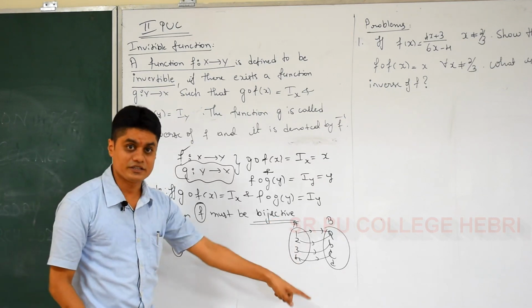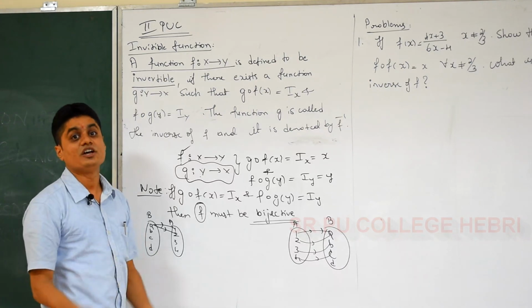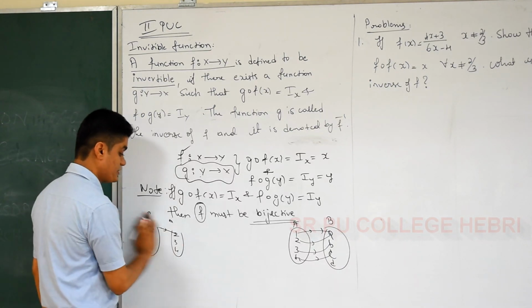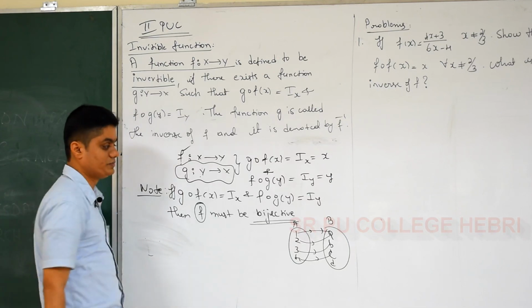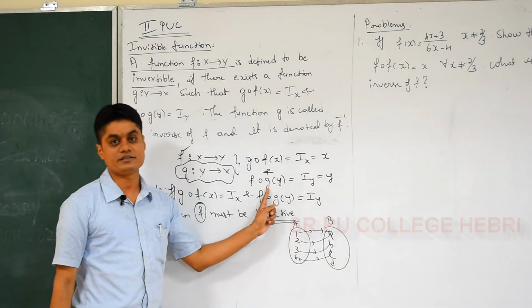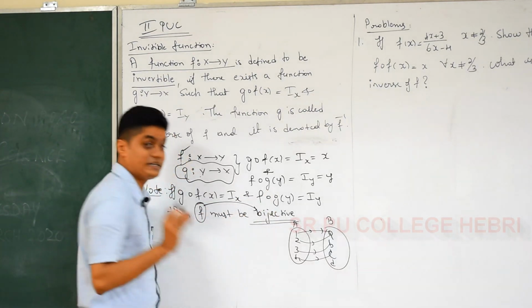So if it is not bijective, when you interchange codomain and domain, you may get a relation which is not a function. If it is not a function, can it be an invertible function or inverse of something? Definitely not possible. So if these two conditions are satisfied, please remember that the function f must be bijective.